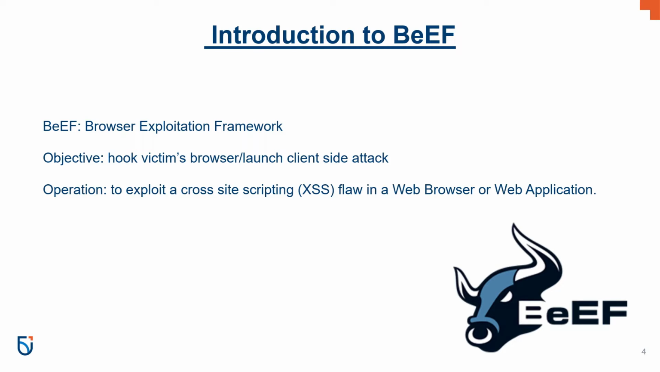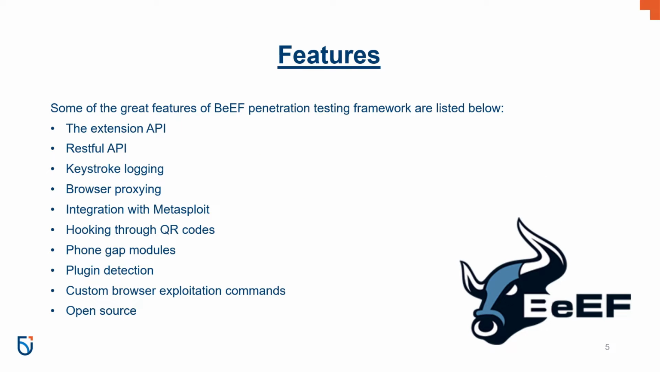As I mentioned earlier, BeEF stands for Browser Exploitation Framework. The objective of this framework is to launch a client-side attack or hook the victim's browser. The BeEF framework is the only tool which is exclusively used to exploit web browsers. Regarding the features, there are lots of features available in this framework, like the extension API, RESTful API, browser proxying, integration with Metasploit, PhoneGap modules, and plugin detection. Also, this is an open source framework.